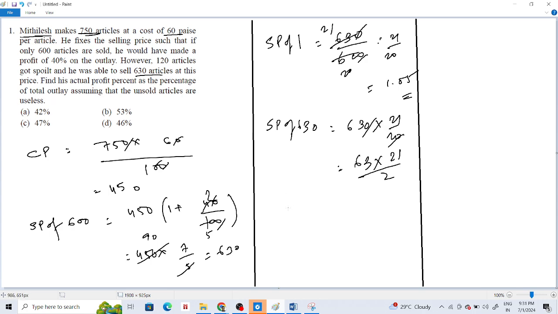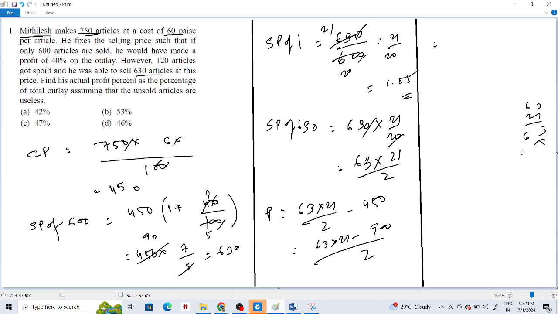However, 120 articles get spoiled and he was able to sell 630 articles at this price. So find his actual profit. What is the profit? 630 into 21 by 2 minus the total CP, 450. Okay, so now I'll have to multiply, no other option. 6 3 2 is 6, 6 2 is 12, 3 12 3 1. Okay, 1 3 2 3 minus 900 divided by 2, that is 324.